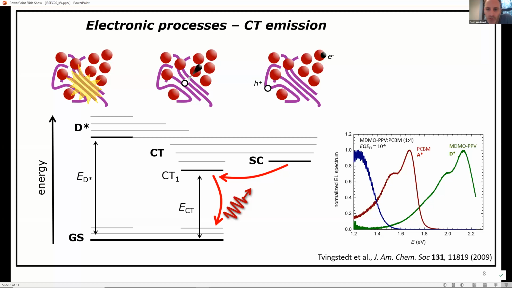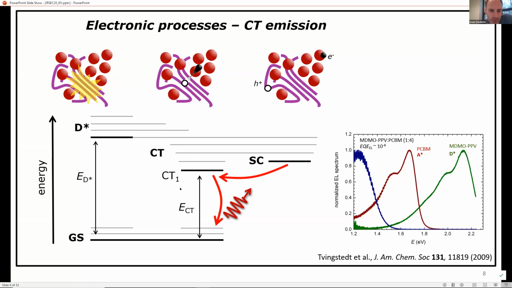Plus, it's pretty difficult to measure this spectrum because it's such a weak quantum efficiency. So you have to inject 1 million electrons to detect one photon, or to get one photon out. So it's a very low electroluminescence quantum efficiency. This is all emission from this CT state. You don't recognize any of the pure material.